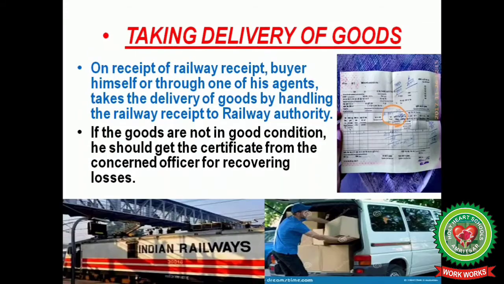Then the next one is taking delivery of goods. Means now, on receipt of the railway receipt, the buyer himself or through one of his agents takes the delivery of goods by handing the railway receipt to the railway authority. If the goods are not in good condition, he should get a certificate from the concerned officer for recovering losses. So this is called taking delivery of goods. Means now the goods are delivered and the buyer is ready to get his products.